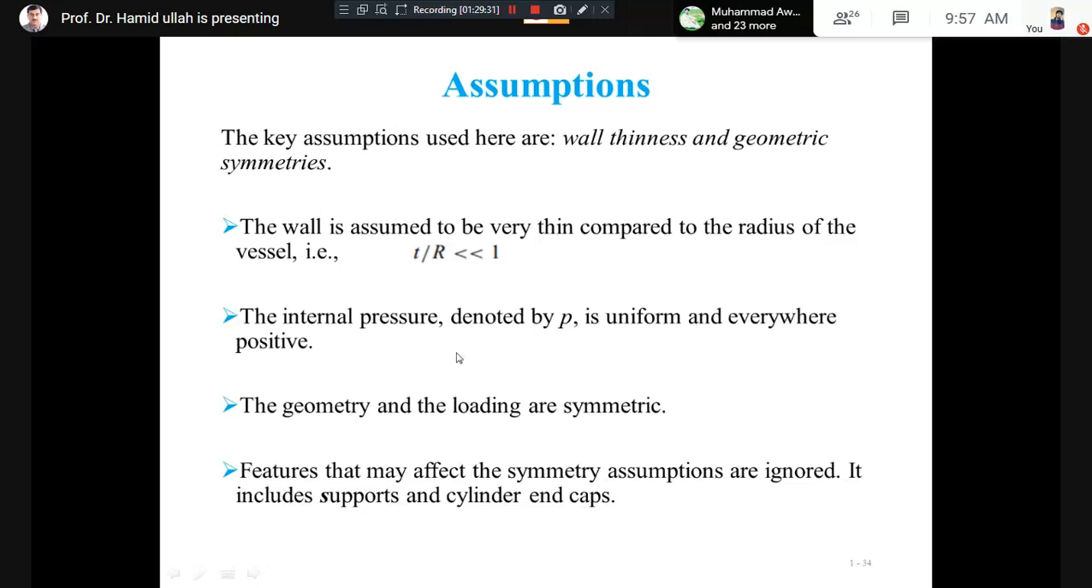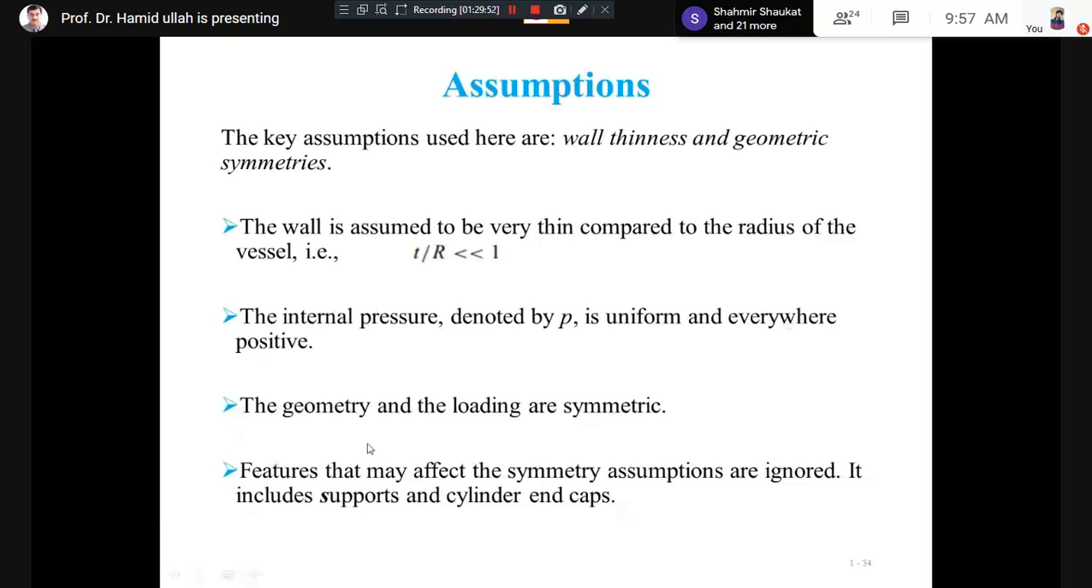In that case, if atmospheric pressure is more than the inside pressure, there will be buckling, there will be bending of the cylinder inward. So just to avoid that, we assume the pressure inside is positive, more than what is outside, which is the atmospheric pressure.